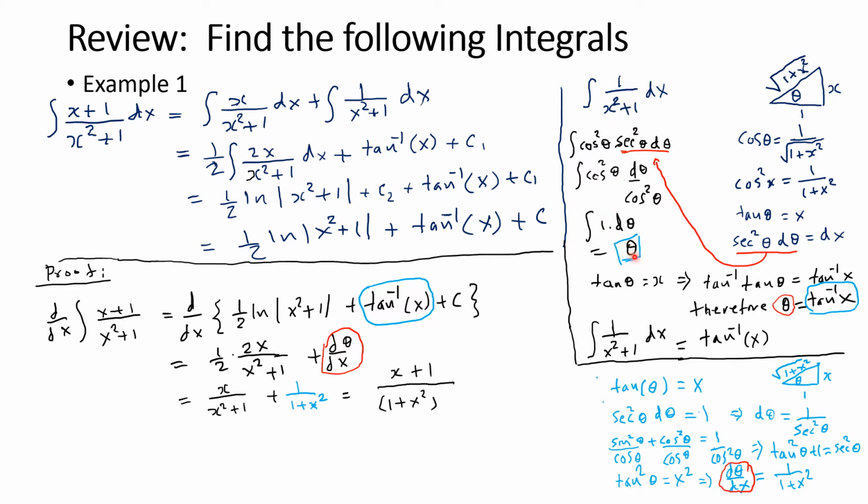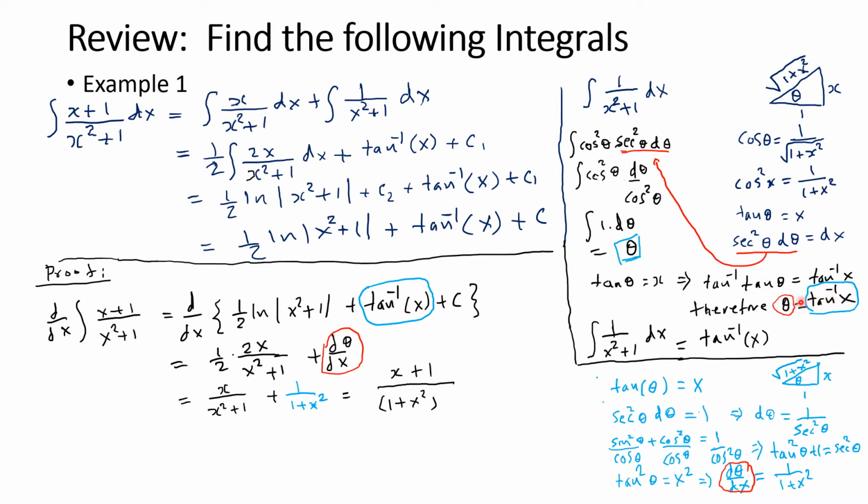But now we have to figure out what the value of theta is. Since we have tan theta equal to x, where tan theta is the opposite divided by the adjacent, now we take tan inverse of both sides. We get tan inverse of tan theta equal to tan inverse of x. Since tan inverse of tan theta, the tan and tan inverse cancel each other, it gives us theta. So theta is equal to tan inverse of x.